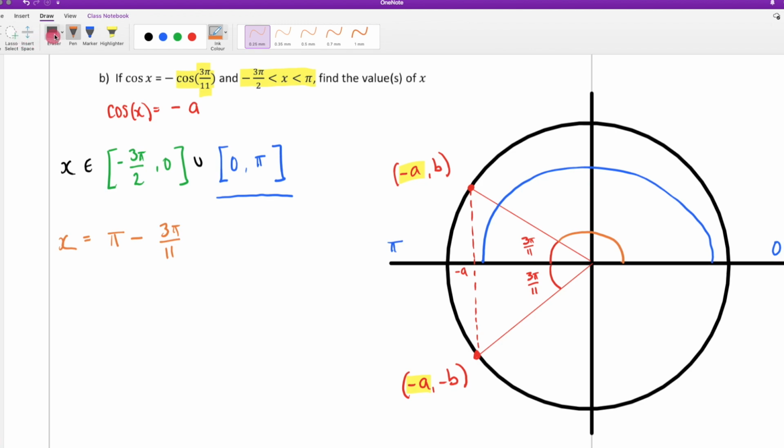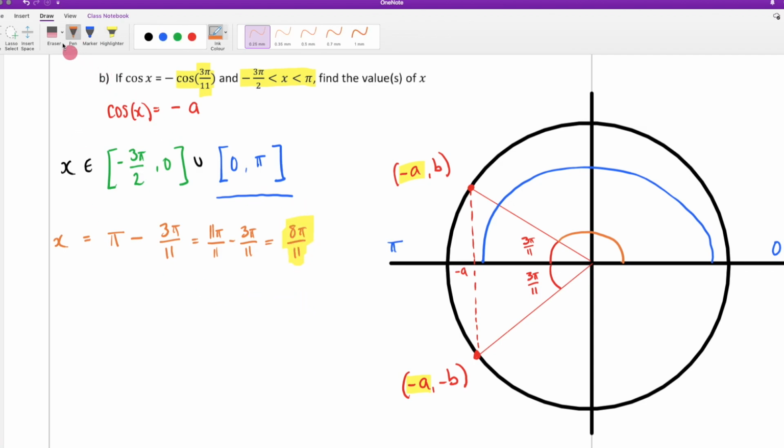I need to kill that x and redraw it. That's a bit better. So if I want to find what my x will be to get me negative a, I just need to figure out what this angle is. And it's obviously going to be pi minus 3 pi on 11. So I could rewrite this as 11 pi over 11 minus 3 pi over 11. And that's going to be equal to 8 pi over 11. And guess what? That is one of my solutions. We're doing it. We're nearly there.